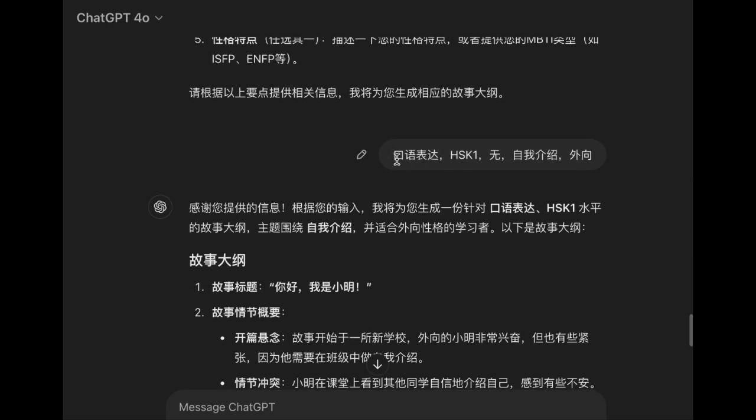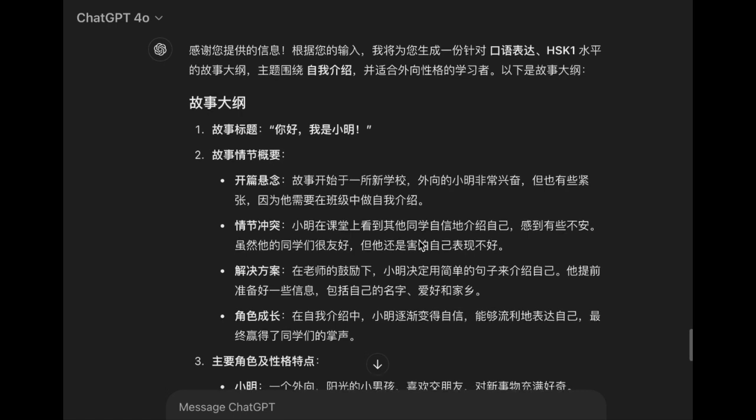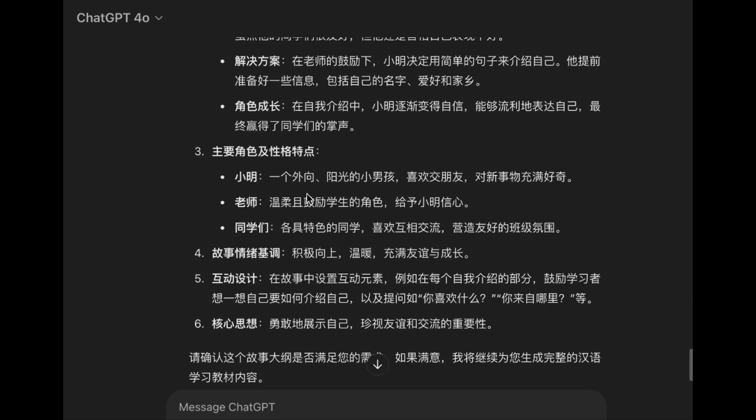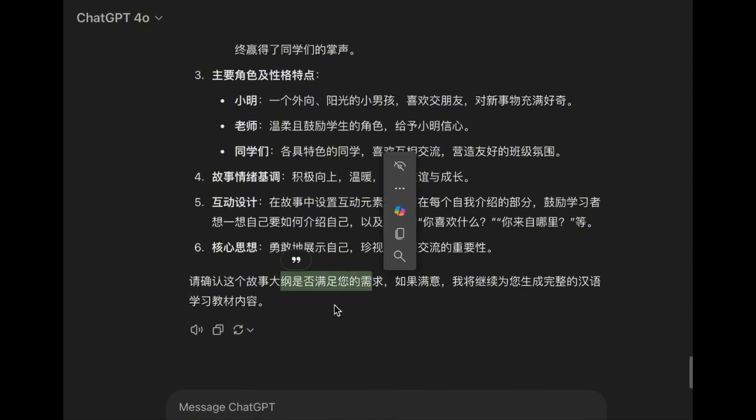I tell her I want to improve my Chinese, and my level is this, and I want to practice introducing myself and so on. Then she gives me a story. Now AI wants me to make sure it's suitable for me, but I hope there are more conversations in this story.